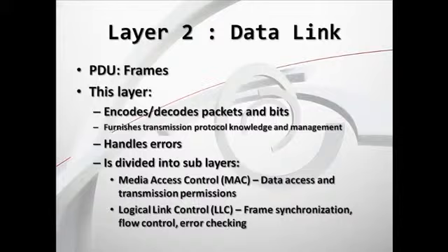Okay, so now we move on to layer 2, which is the data link layer. At this layer, data packets are encoded and decoded into bits. It furnishes transmission protocol knowledge and management and handles errors in the physical layer, flow control, and frame synchronization. The data link layer is divided into two sublayers: the media access control (MAC) layer and logical link control (LLC) layer. The MAC sublayer controls how a computer on the network gains access to the data and permission to transmit it. The LLC layer controls frames, synchronization, flow control, and error checking.